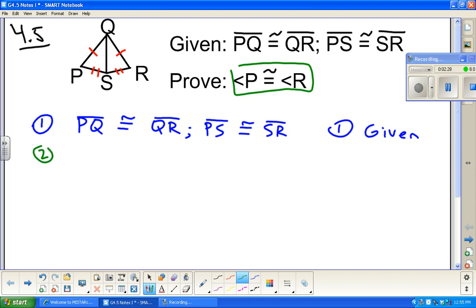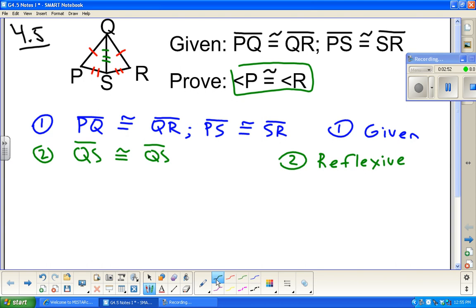Like we said, let's go ahead and say QS is congruent to itself. That's in both triangles. And the reason, anything's always congruent to itself, that's our reflexive. And we need that, because then that allows us to now use what to say the triangles are congruent? Side, side, side. They gave us 2 sides, we found the other.